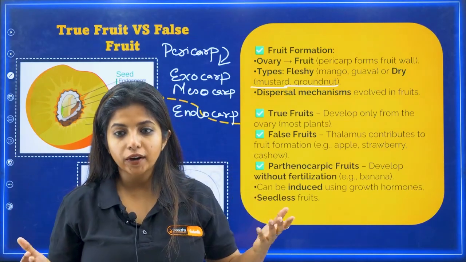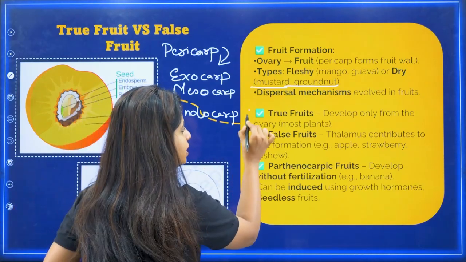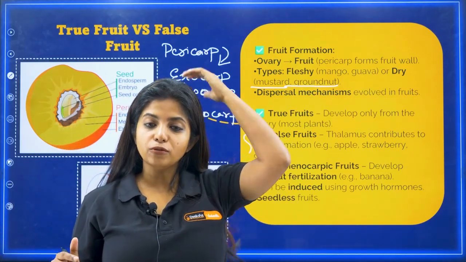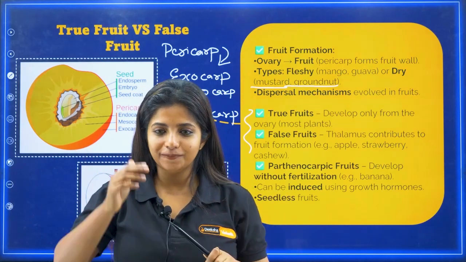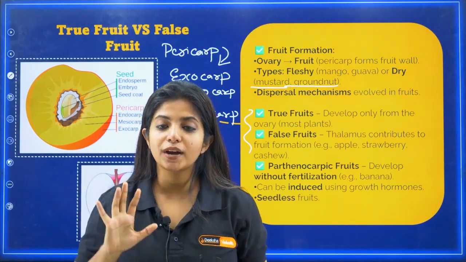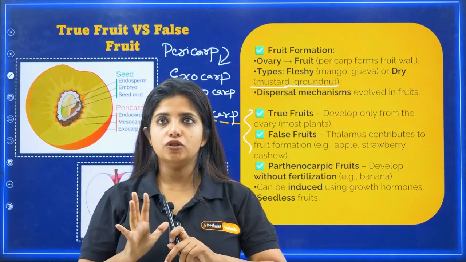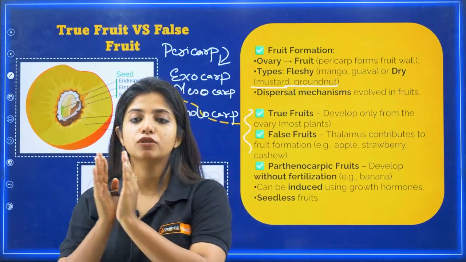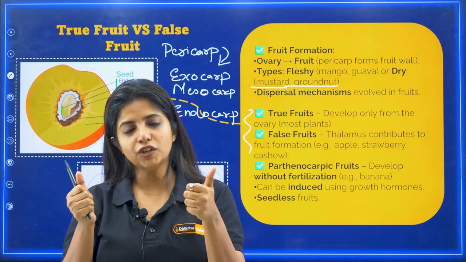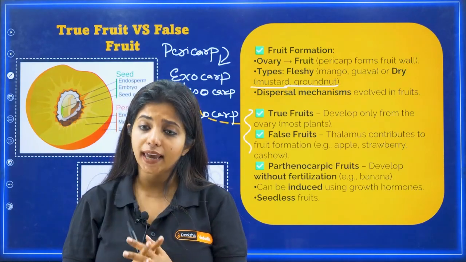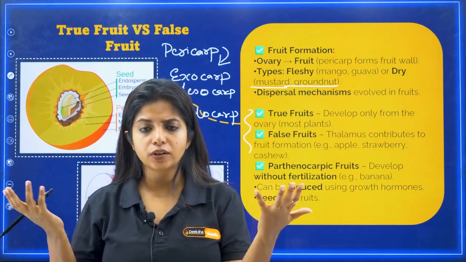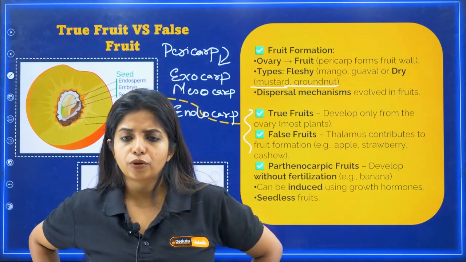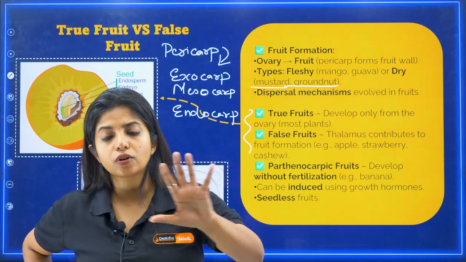But that's not more important. What is more important is this. True fruits and false fruits. Ma'am, what is this? There is scamming in fruits also? Yes, there is scamming in fruits also. So basically, what do you mean by true fruit? My dear children, when the ovary becomes the fruit, it is known as a true fruit. Example, you have mango. In all of those cases, the ovary is the one that forms the fruit only. So that's not a problem. They are all true fruits.